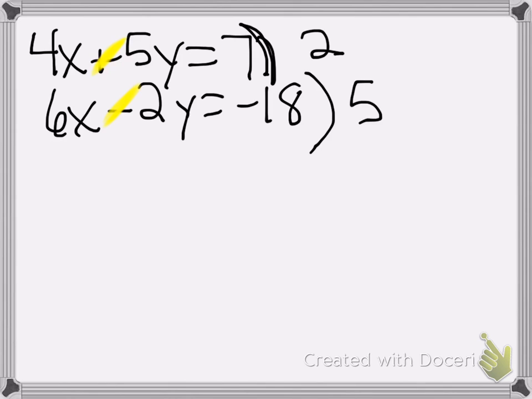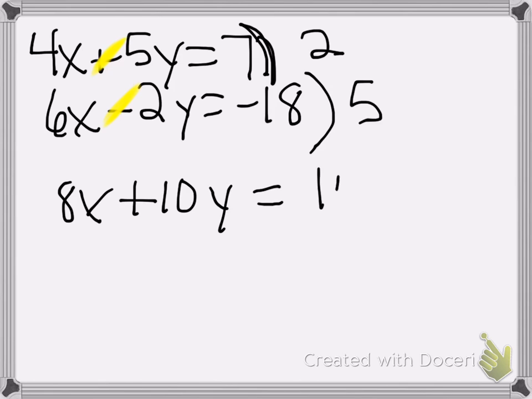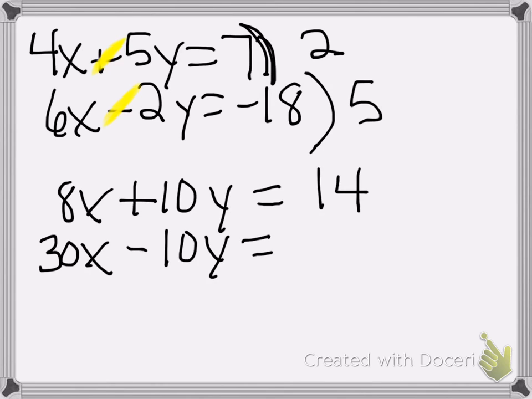So I'm going to multiply everything. That's going to be 8x + 10y equals 14. Okay, and then I'm going to multiply the bottom one times 5. So that's 30x - 10y equals, and -18 times 5 is -90.